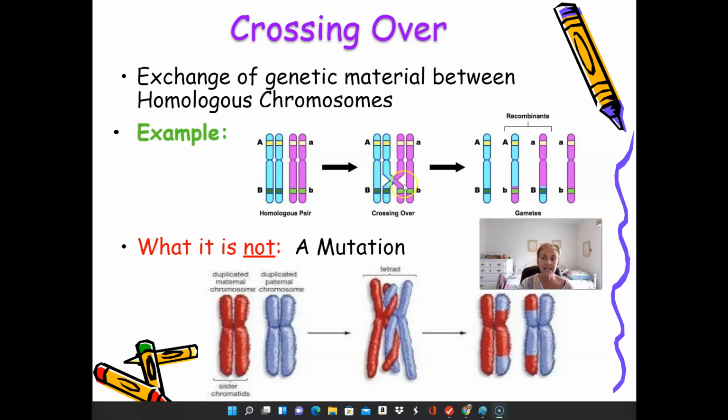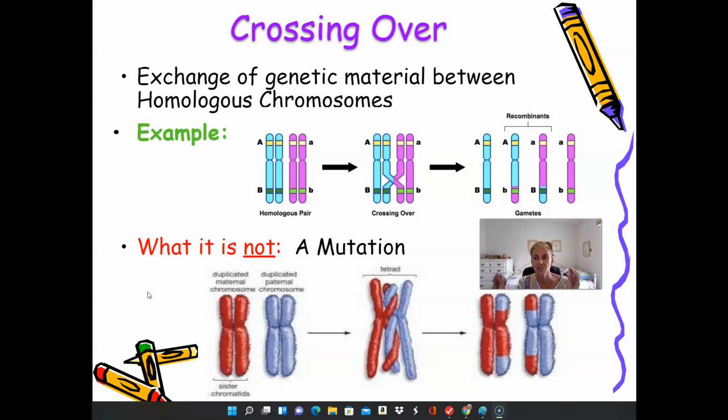So during prophase, chromosomes get tangled up and pieces break off and they'll get reattached to a different chromosome. So then in the end, they create what's called a recombinant. So now we have a unique chromosome that didn't exist before. What it is not is a mutation. This happens all the time, right? So it's not damaging the DNA.